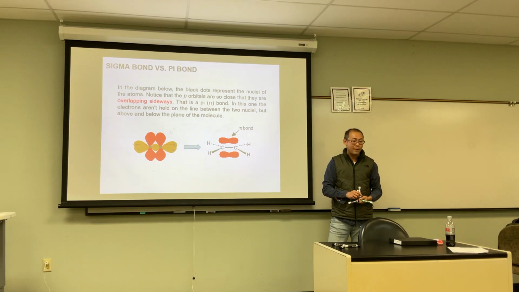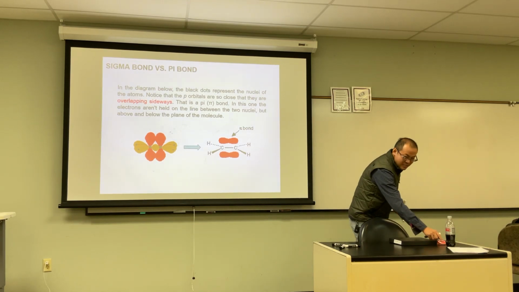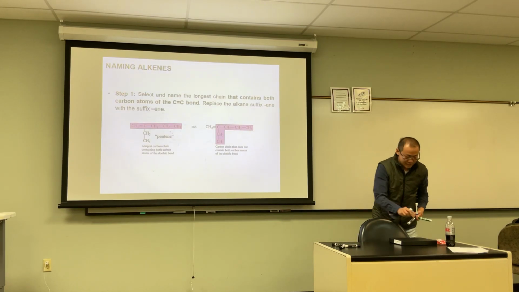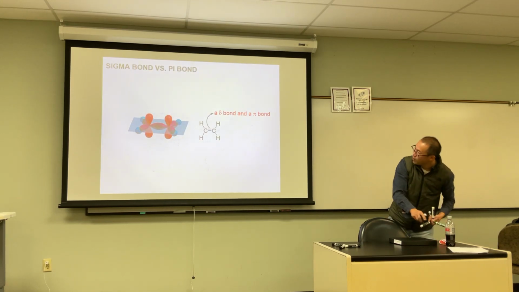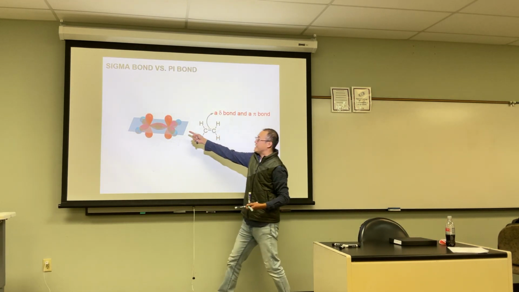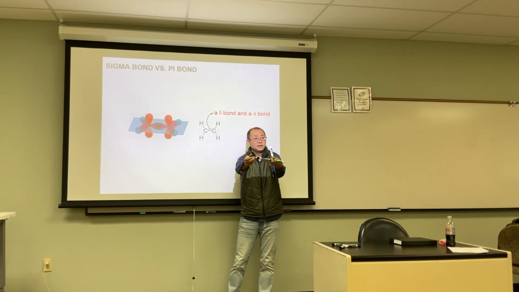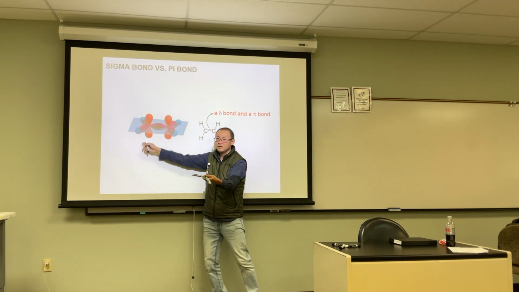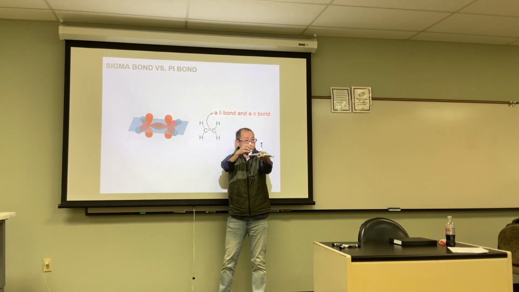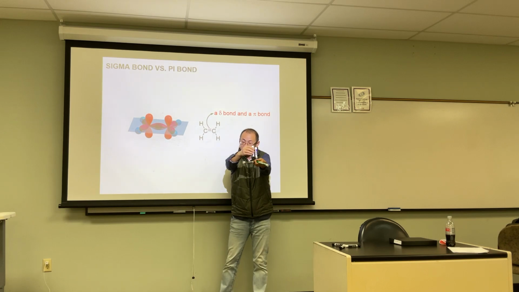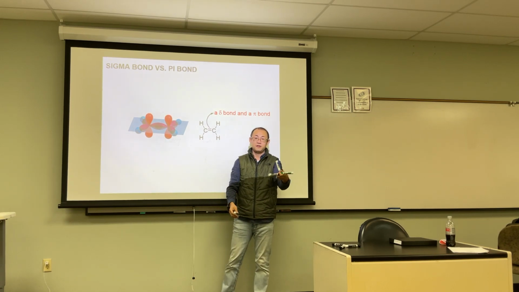So what is a double bond? A double bond is a sigma bond by one sp2 and another sp2, and a pi bond by a p and another p. Okay, another p.